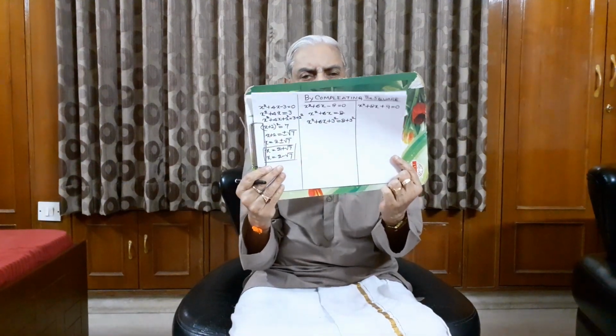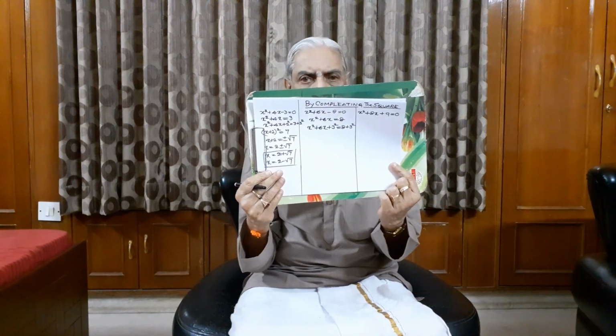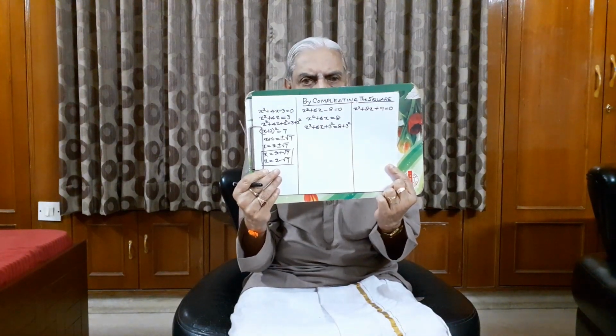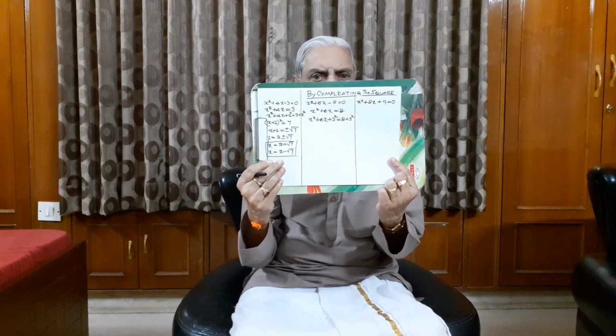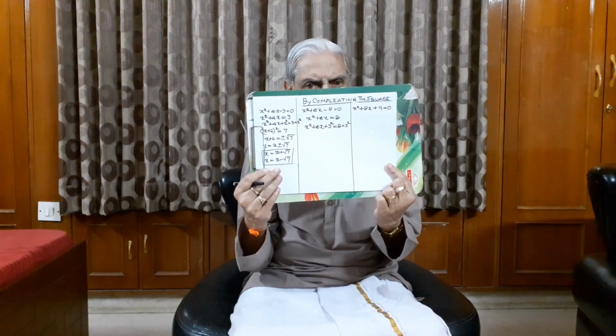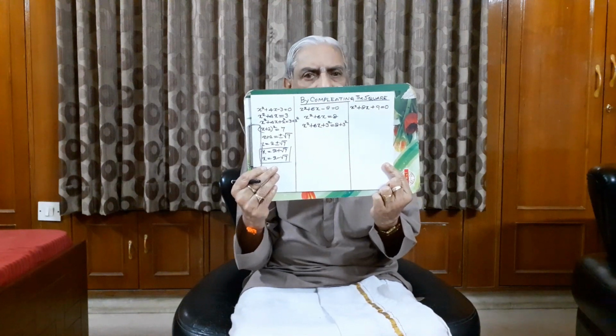Please understand. X squared plus 6x plus 3 squared. I hope you understood how exactly 3 squared has come there. I have taken half of the coefficient of x. What is the coefficient of x there? 6. What is half of 6? 3. I square it. 3 squared.